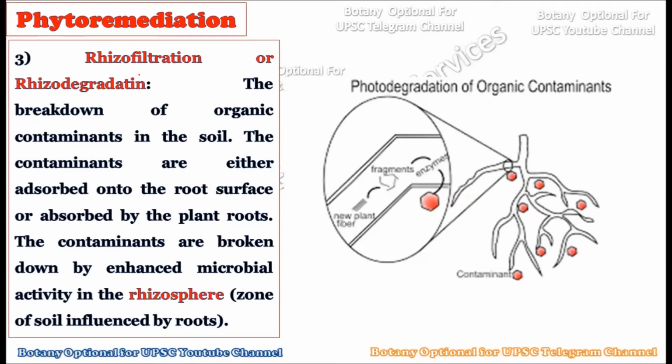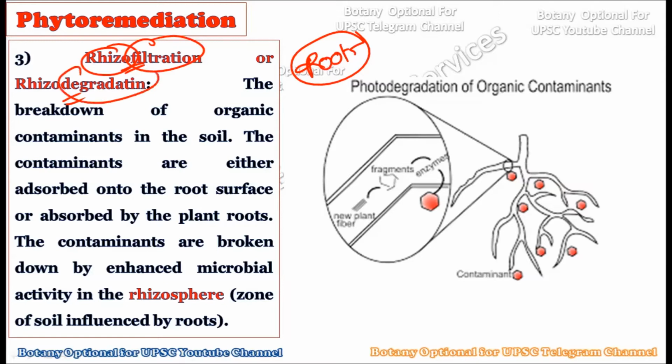Now the third method is called the rhizofiltration or the rhizodegradation. Again, here we are using the word rhizo, that literally means the roots are going to be involved primarily, and then there is a filtration, that is the roots are going to filter something, and here we are also using the word degradation, that the roots are going to degrade something. So the rhizofiltration or the rhizodegradation is the third type of phytoremediation, in which the roots will play a major role in the phytoremediation.